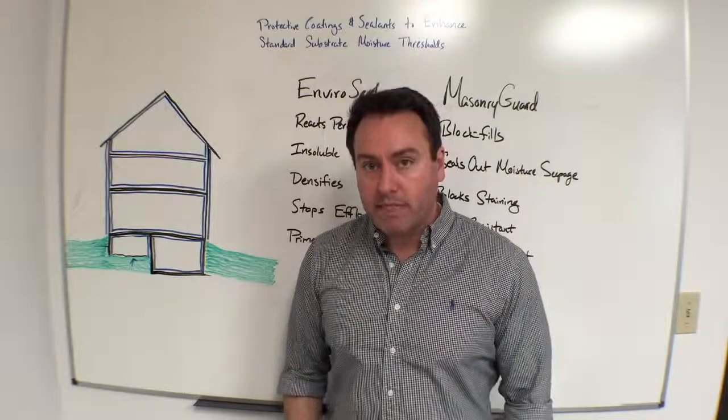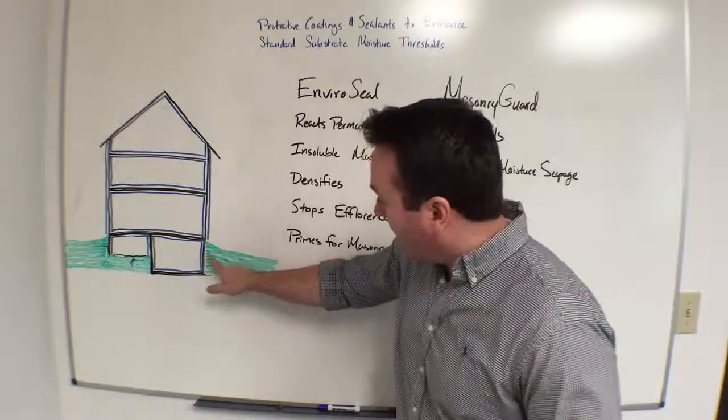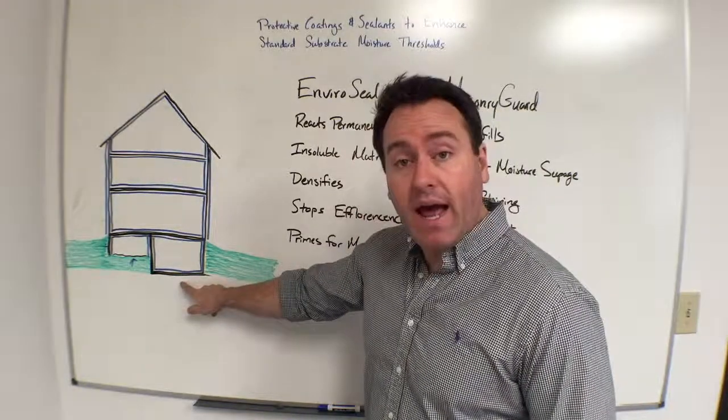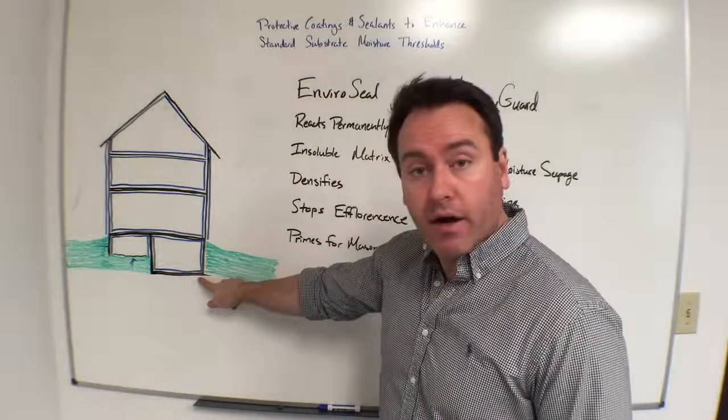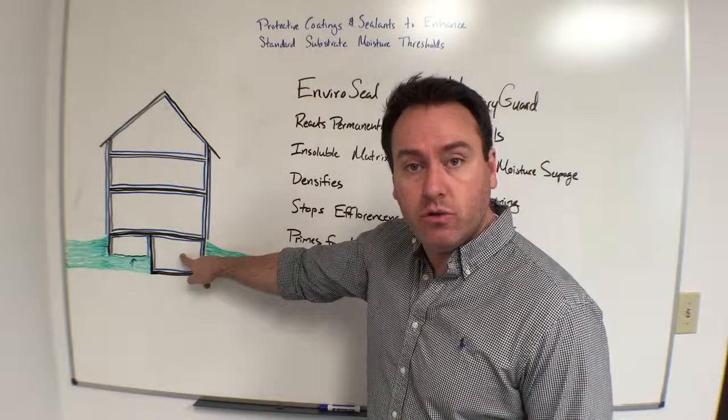Let's talk about the basement. Now, like the crawl space, we have moisture coming from several areas. Of course, we have moisture coming through the wall. We have moisture coming up from the ground, even though we have a barrier here of concrete as the floor. And then we have the moisture that accumulates due to humidity.